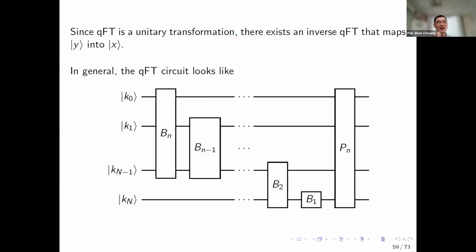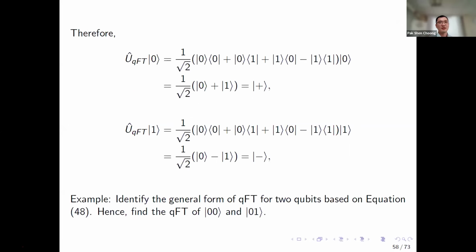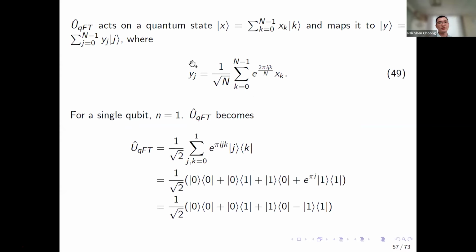So one thing that you need to notice is that the Fourier transform is a unitary matrix. So there will be what we call the inverse Fourier transform as well. If the Fourier transform transforms a quantum state from x to y with this particular equation, the inverse will be transforming from y to x, only with the phase having a minus sign. So you change this to x, this to y, and then there is a minus sign. Just for you to notice this.